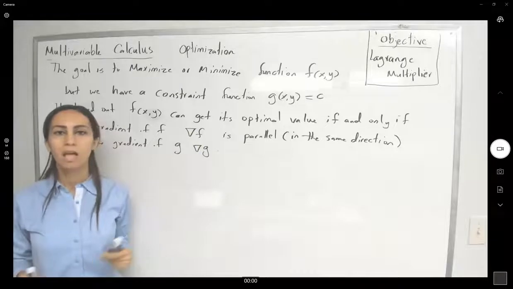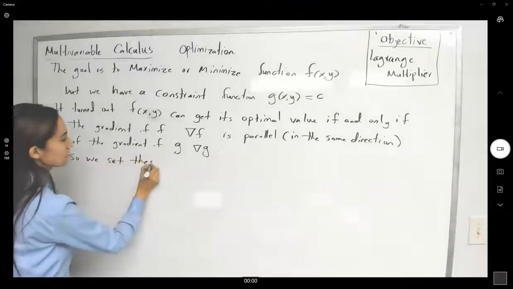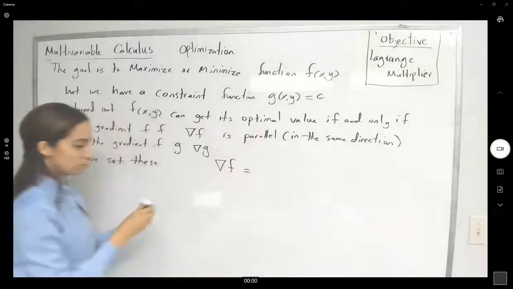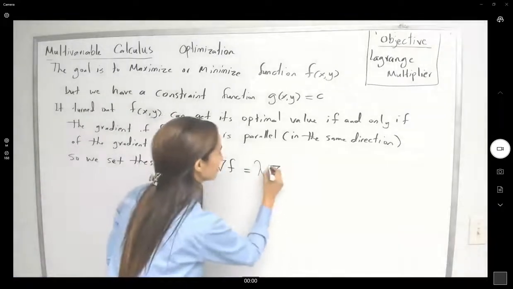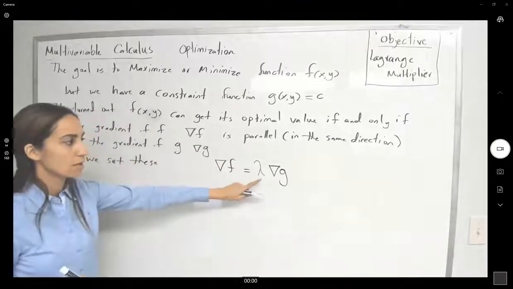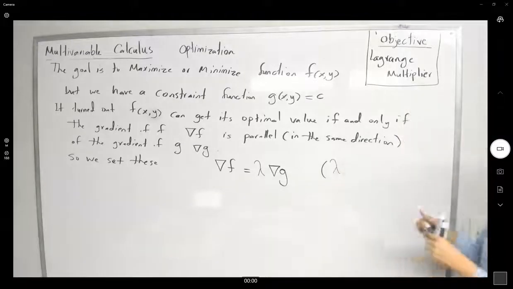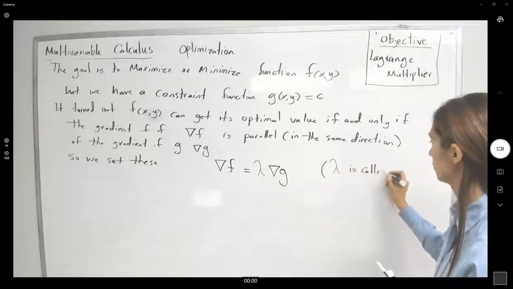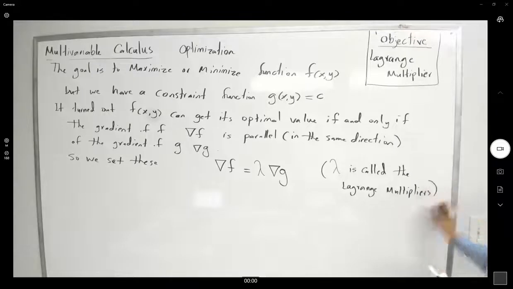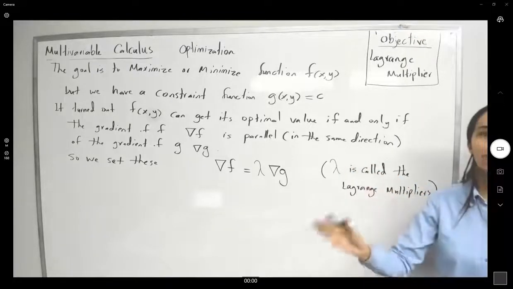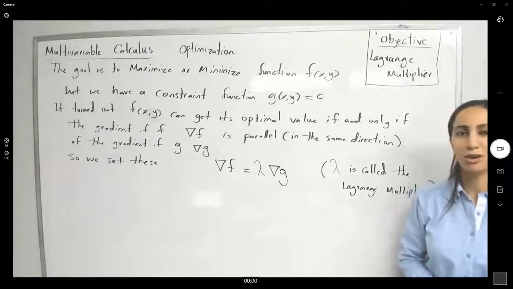So to solve this problem, we're going to set it up this way. We set gradient of f equal to lambda gradient of g, and this lambda is called the Lagrange multiplier. By solving for lambda and finding possible x and y values, we can find the optimal value for function f.